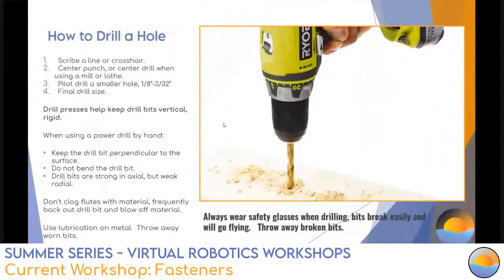So how do you drill a hole? Scribe a line or a crosshair where you need it. Because this is online, I can't, normally I would show this as a much more hands-on demonstration. But scribe a line, center punch or center drill using a mill or a lathe, and pilot drill a smaller hole. I recommend an 1/8 or 3/32. You should have plenty of these available. They're really cheap, they're plentiful, and you consume them really quickly. And then you can just go ahead and go to the final drill size.